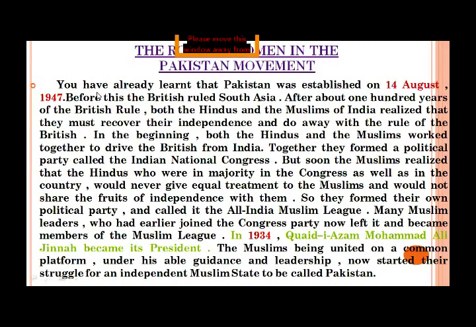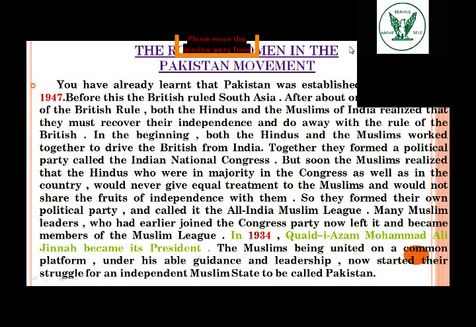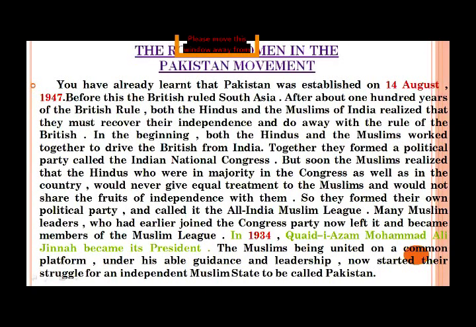The Muslims being united on a common platform. It was now a common platform for Muslims, All India Muslim League. So as a united nation or a united community, they now worked for the glorious struggle of independence, and they were able to get the guidance of Qaeda Azam, and his able leadership made it possible that Pakistan came into being. Okay, so very quickly I told you about this paragraph. I think that's enough. Let's move towards the next paragraph.